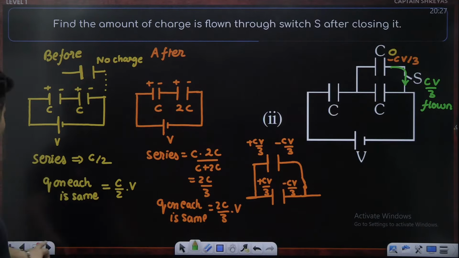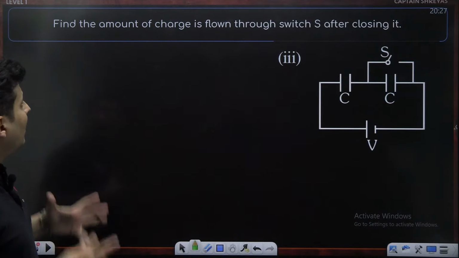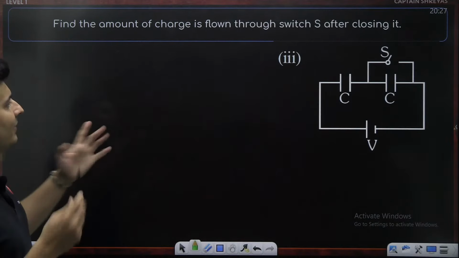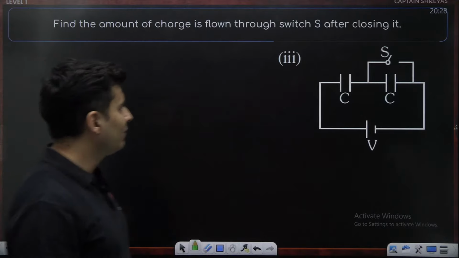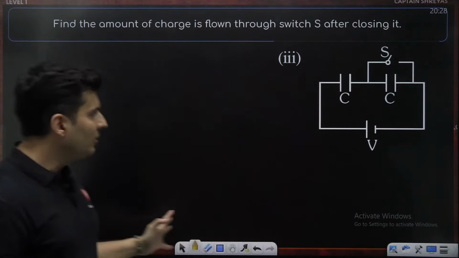Awesome. Moving on to the next question. Find the amount of charge flown through the switch after closing this. Again, a different variety of question. Again, do before and after, guys. That's all you need to do.